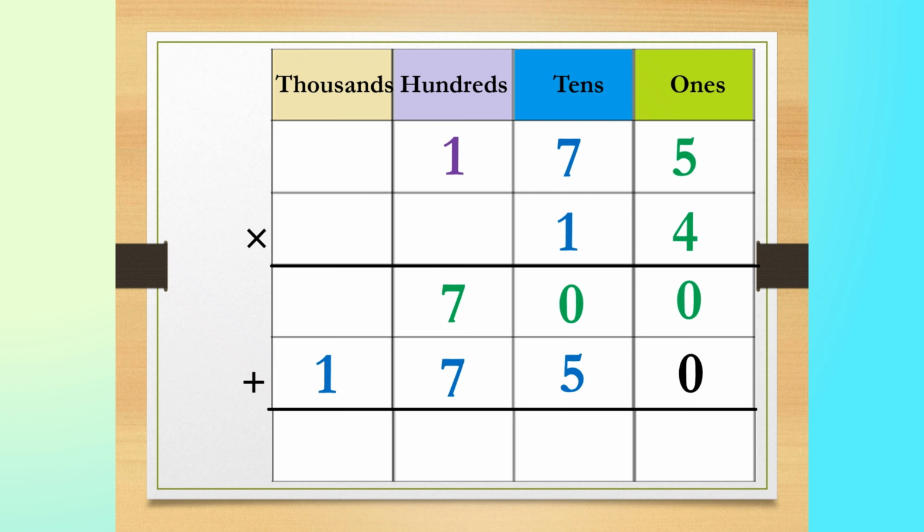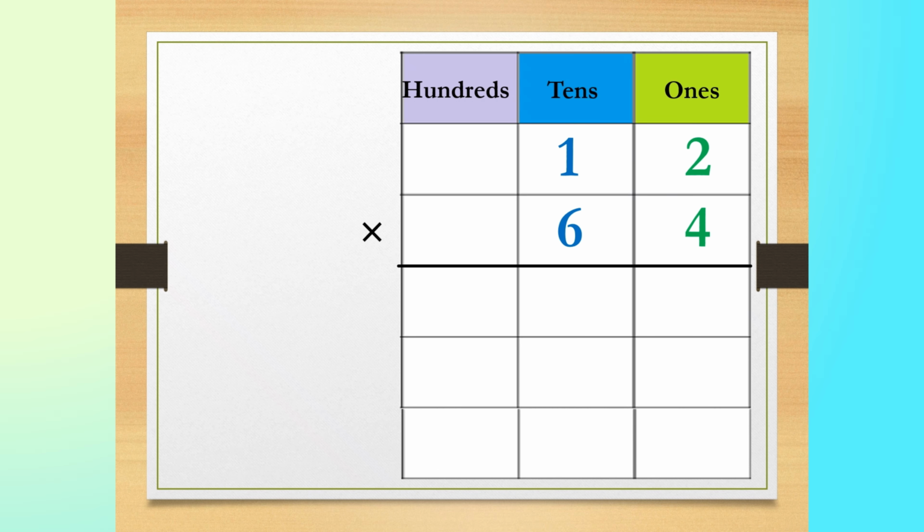Add up the partial product. 0 plus 0 is 0. 0 plus 5 is 5. 7 plus 7 is 14. Write down the 4. Regroup the 1. 1 plus 1 is 2. The answer is 2,450.